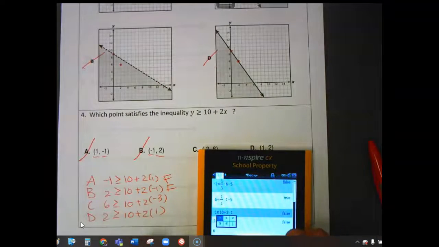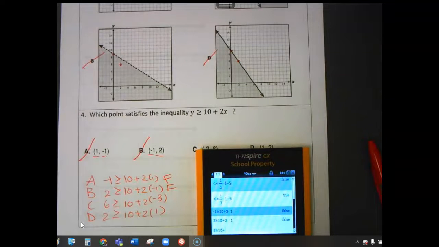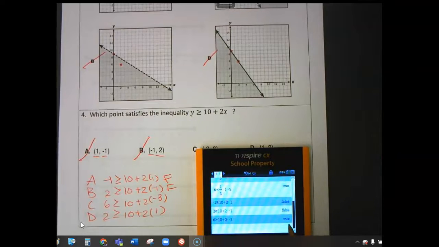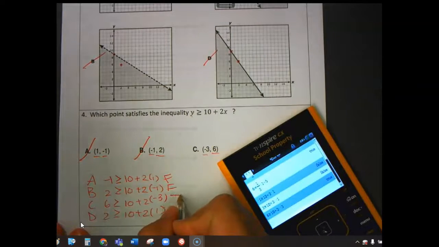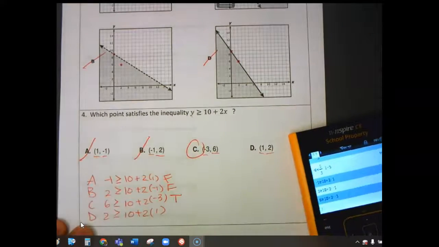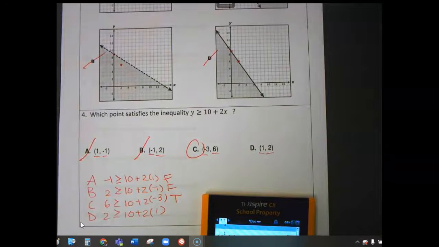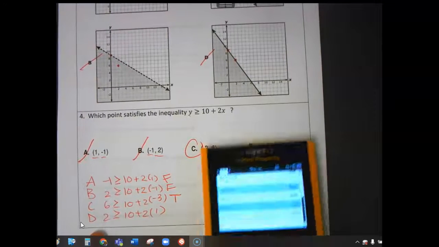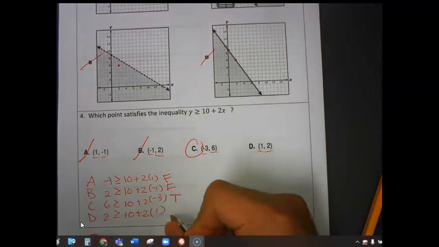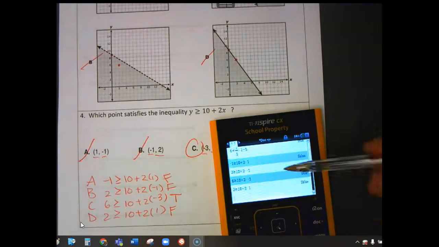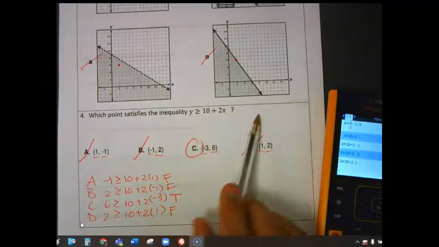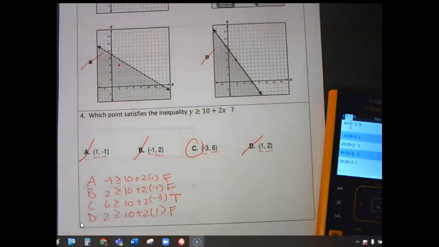6 control equals greater than or equal to 10 plus 2 parentheses -3. Another, oh, that was not another one. That is true. True. Yeah. All right, and then let's just plug in the last one to make sure we haven't messed up here. 2 greater than or equal to 10 plus 2 parentheses 1. False. Sorry, you can't see that. False. Okay, so again, if you can plug them in the calculator, you rewrite this with x and y, plug it in. One of them will say true. That's the answer. Okay. Number 5.